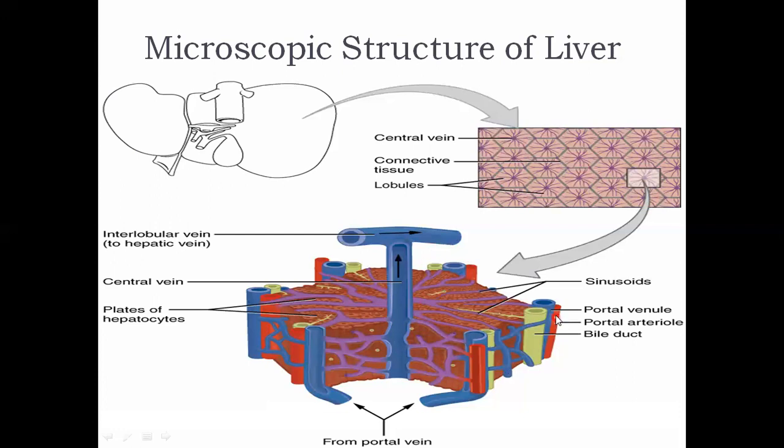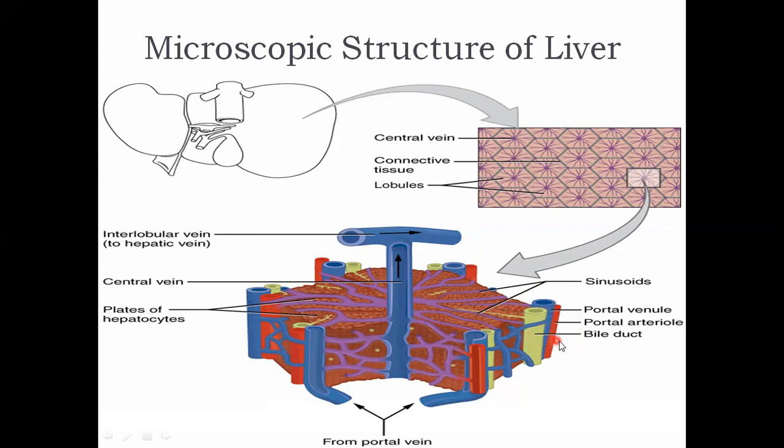Over the periphery, over the corners of the hexagon, there are 6 corners, right? So we have the portal triad at each corner of the hexagon. What is this portal triad and what are they made of? The bile duct, the portal vein, and the hepatic artery.